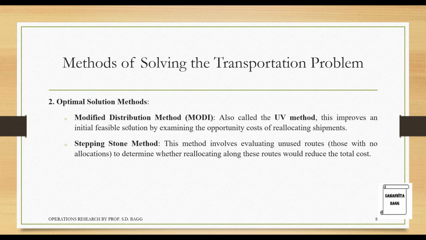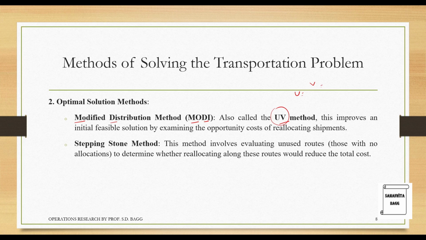The first one is the modified distribution method, which is called the MODI method. MO is from modified and DI is from distribution. It is also called the UV method. The reason we call it UV is because we allocate certain variables as U and certain variables as V, and then we allocate some values to these and then we solve. That is why it is labeled the UV method.